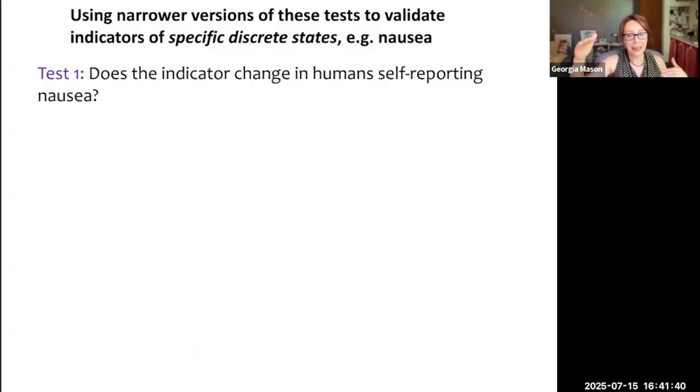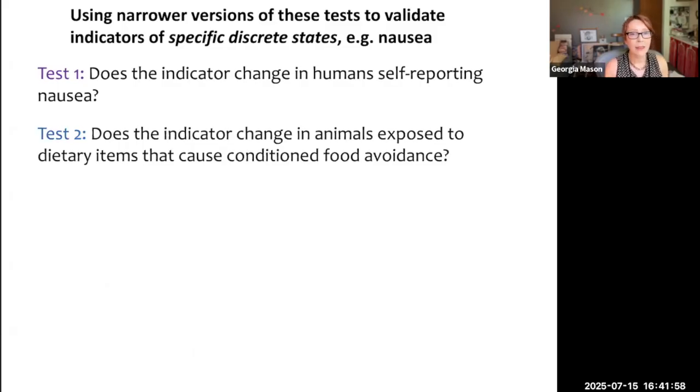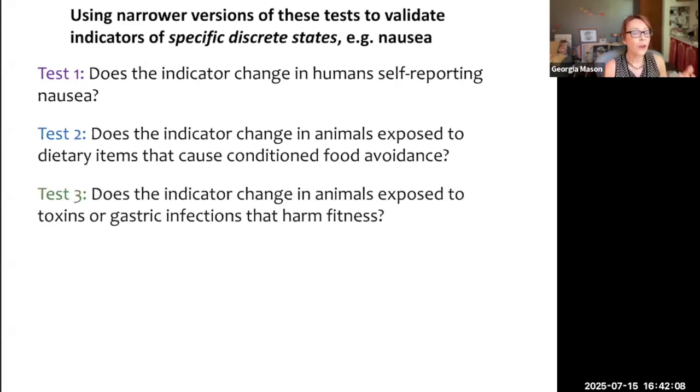Supposing we're not just interested in levels, but in particular discrete types of states. So we're not interested in pain, we're not interested in anxiety, we're only interested in nausea. What would we do? We'd look for indicators that change only in humans self-reporting nausea. We'd look for indicators that change not in animals avoiding all stimuli, but animals avoiding particular types of food. We'd look for indicators that change not in response to all threats to fitness, but in response to toxins or gastric infections that harm fitness.